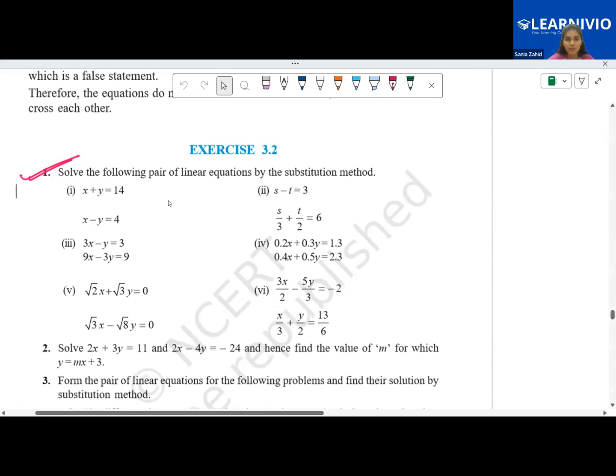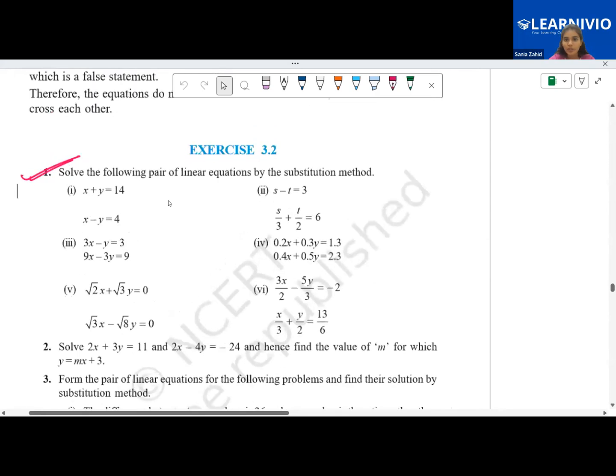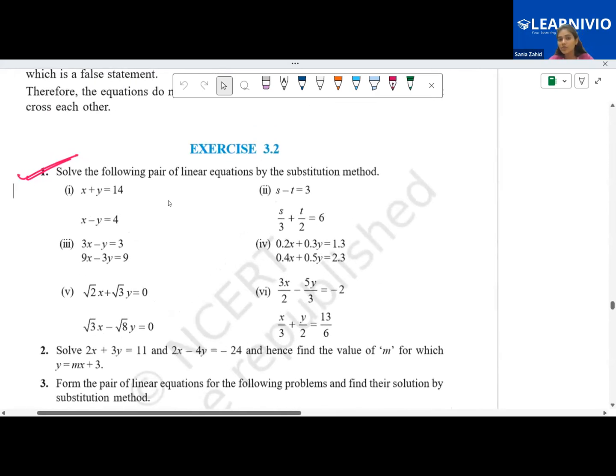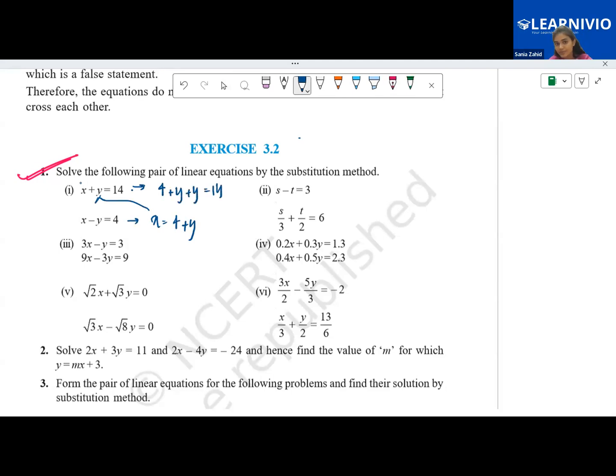Okay, so no problem. Now we come to question 3.2. Here we have to solve the linear equations by the substitution method. The first question has two equations, x plus y is 14 and x minus y is 4. I can choose any of the equations and any of the variables since all of them are very simple. If I choose the second one, I will have x equals 4 plus y, right? Now, if I substitute this value of x in the first equation, instead of x, I will write 4 plus y, plus y gives me 14, right?